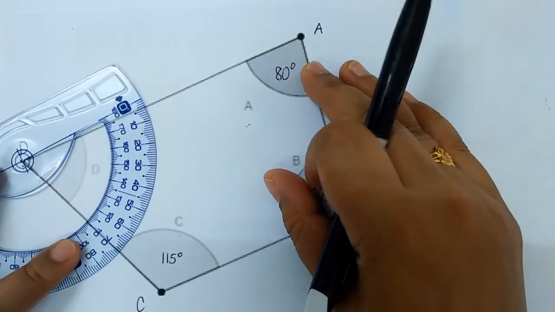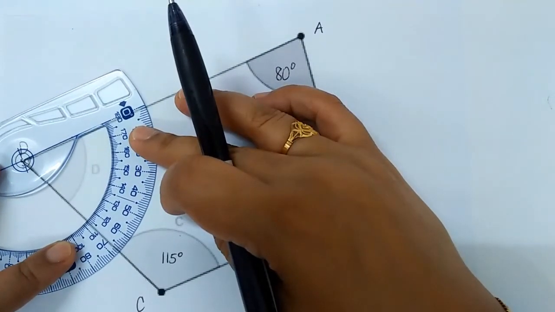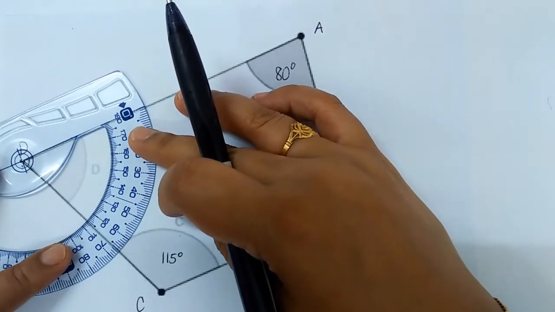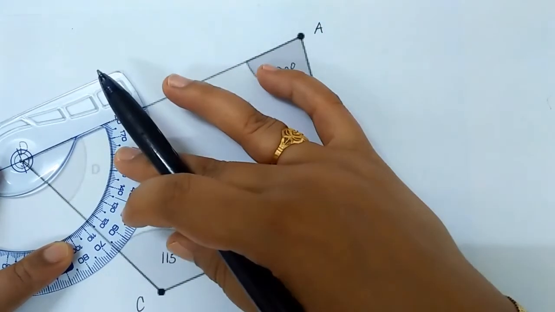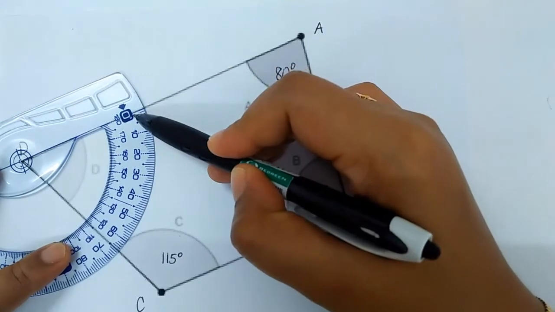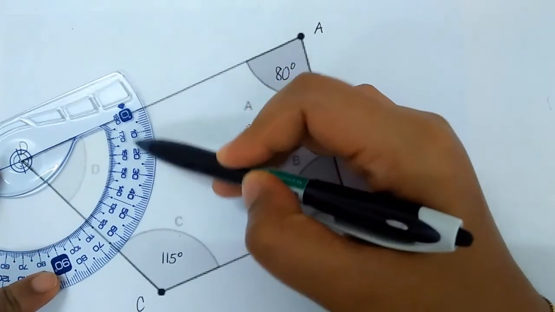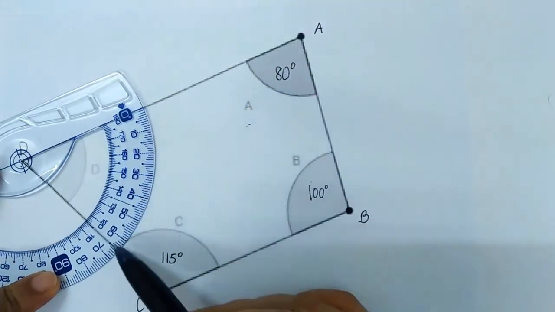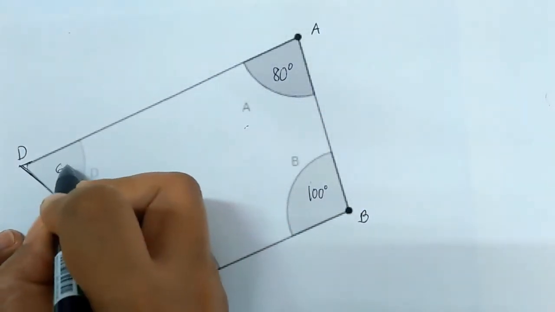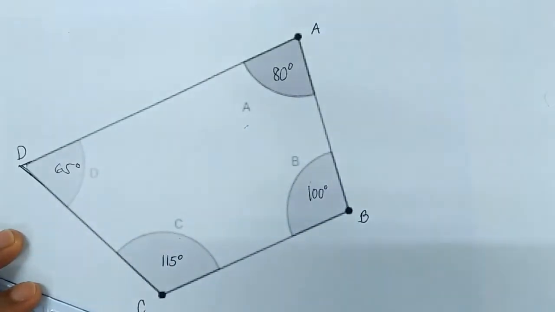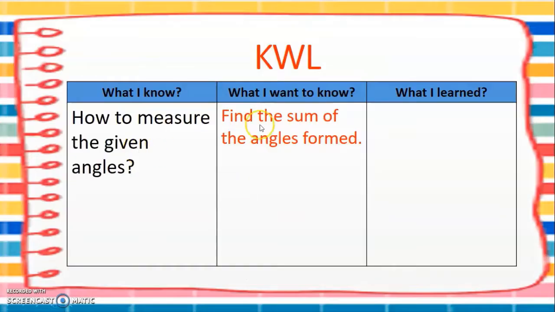How about angle D? Vertex at the center mark, align the baseline and read at 0. So 0 on the outer scale until here, this is 65 degrees. So angle D is 65 degrees.